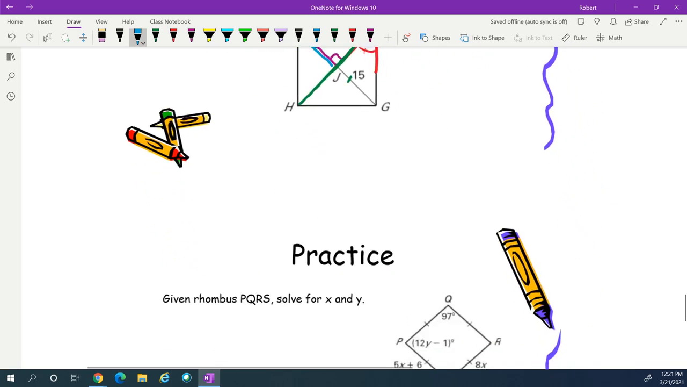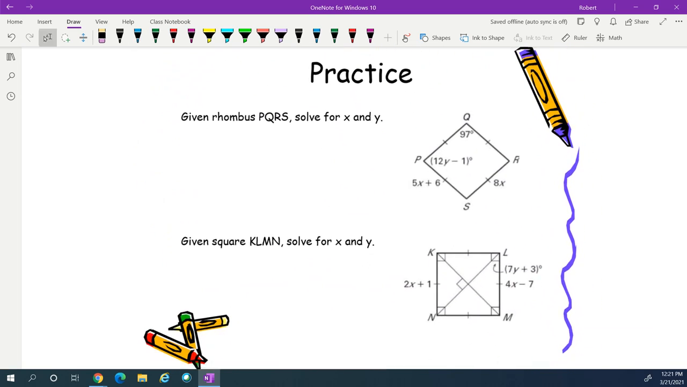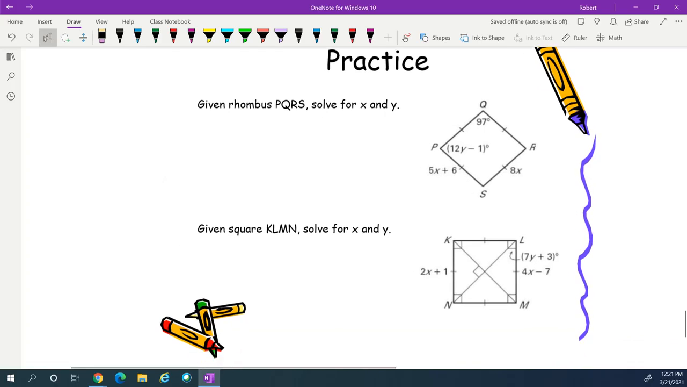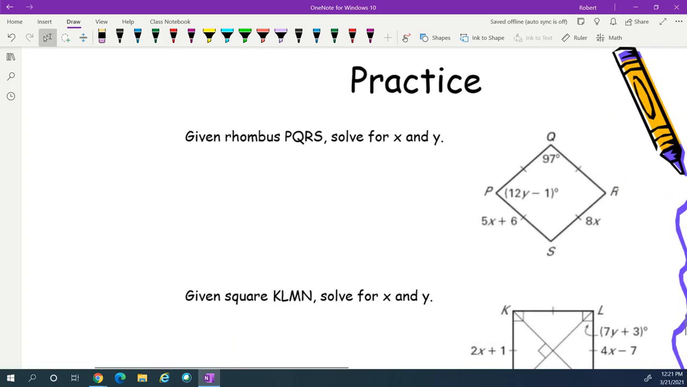Okay. Let's see. We've got 2 more questions here. So let's see. In our first one, we are given a rhombus and we're asked to solve for x and y. Well, solving for x, we're shown that those segments are congruent. But we also know that a rhombus has 4 congruent sides. So 5x plus 6 equals 8x, and x equals 2.